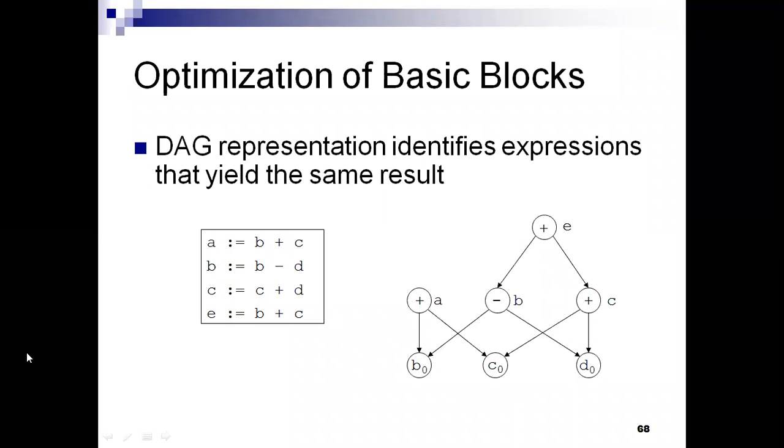This is the DAG representation for common sub-expression elimination. A DAG representation identifies the expressions that yield the same result. Before and after both are the same. But here we're replacing b with b naught, c with c naught and d with d naught. Why? Because the right hand side computations are between a, b, c, d. There is no a variable.